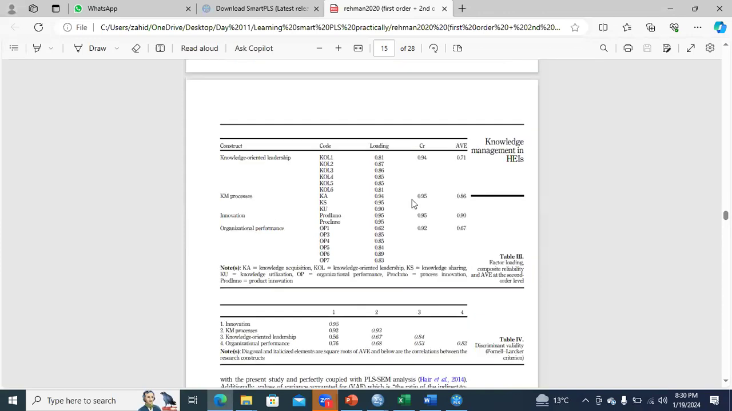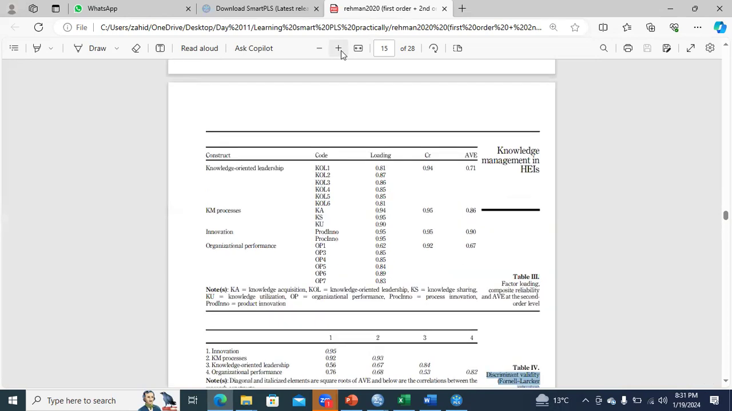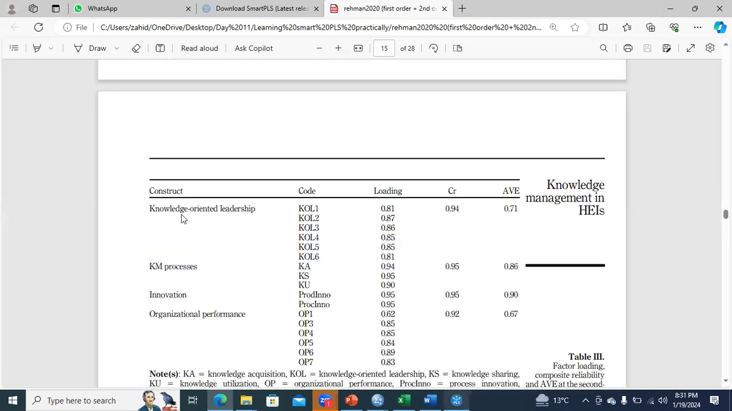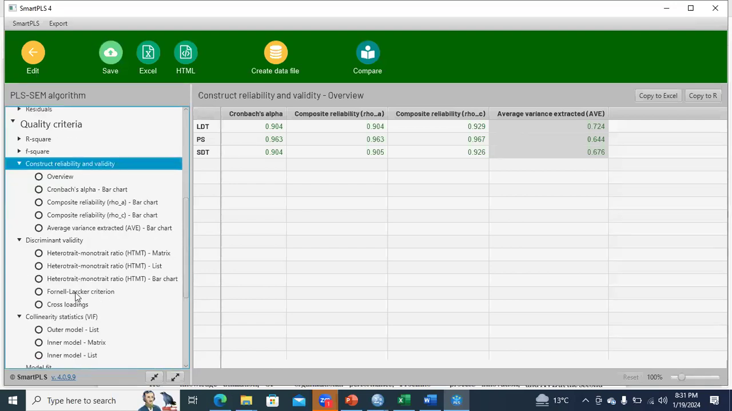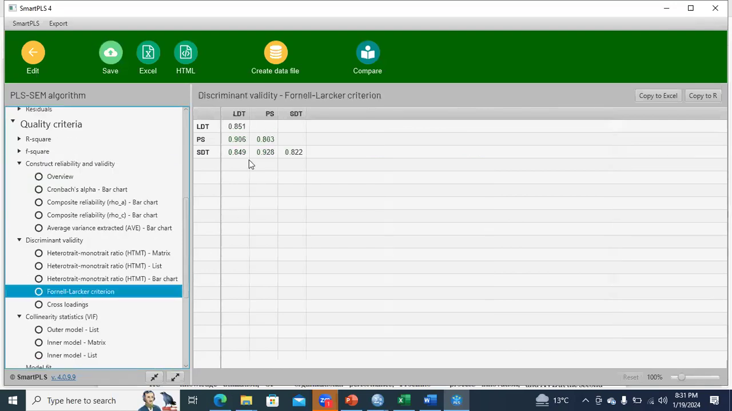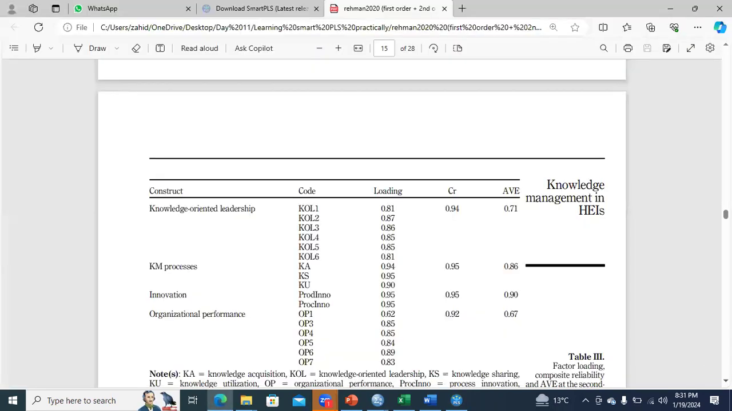Similarly, you can see here the factor loading of other constructs also. And you can see here the discriminant validity by Fornell-Larcker criteria. I have told you that when you are using the Fornell-Larcker criteria, you need to verify that the values under the first value should be less than the first value. So you can verify these things from here.